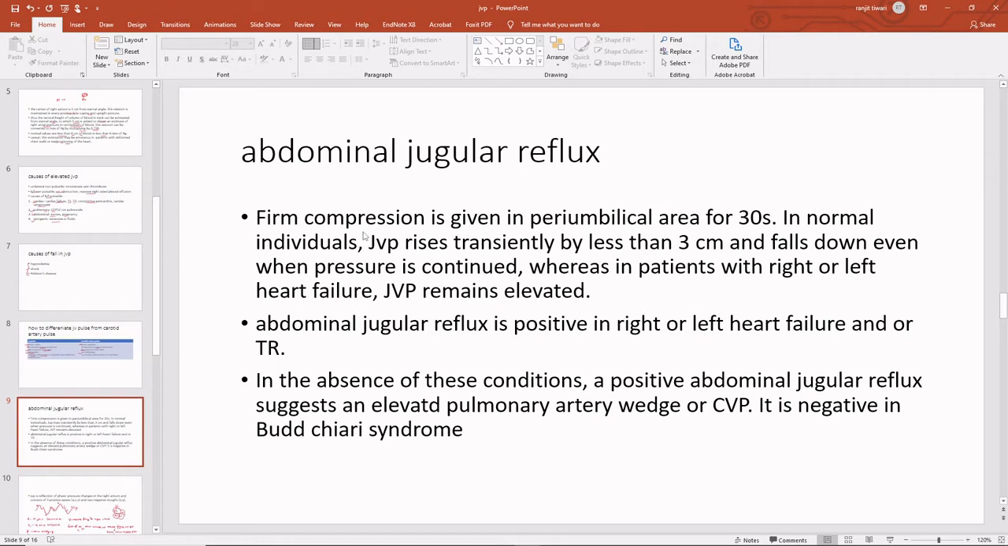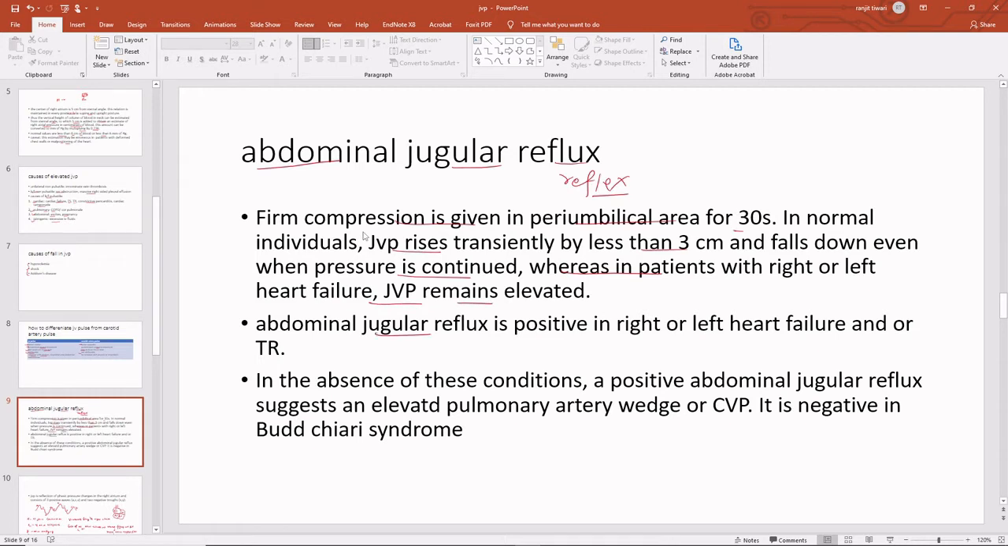Now there is one maneuver called abdominojugular reflux or hepatojugular reflux. Okay, it is not reflex, it is reflux. Firm compression is given in the periumbilical area for 30 seconds. In a normal individual, JVP rises transiently by less than 3 cm and falls after 1 to 2 seconds, even if the pressure is continued. Whereas in patients with right or left heart failure, JVP remains elevated.